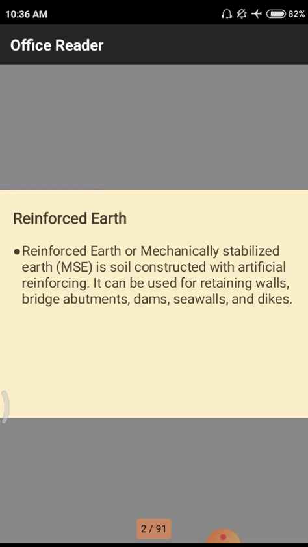The second term is mechanically stabilized earth. Here also we have stabilization with the help of mechanical means. That means artificially we are using some quantity of steel and densification techniques in the form of mechanical equipment utilization. That is called mechanical stabilization of earth. The soil is constructed by using this artificial reinforcement.